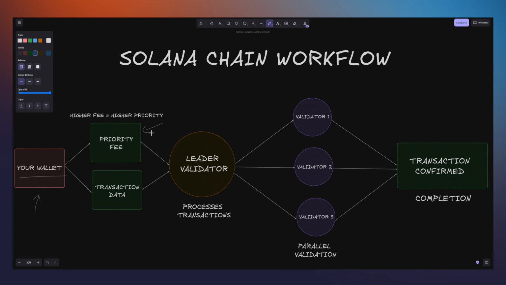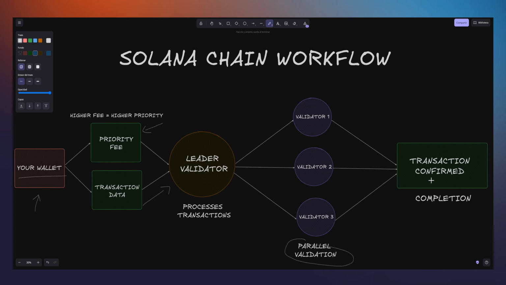Once you have your data set up, like the transaction fee, wallet, and tokens you want to trade, you're going to submit your transaction data to the validator leader, which later on is going to split it to the child validators who are going to perform parallel validations to end up confirming your transaction.